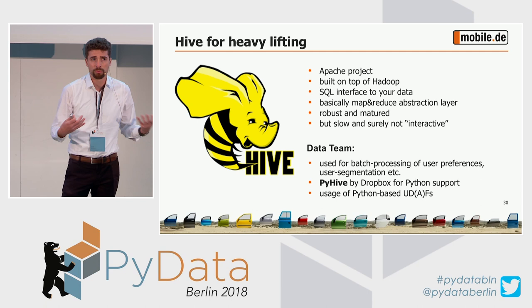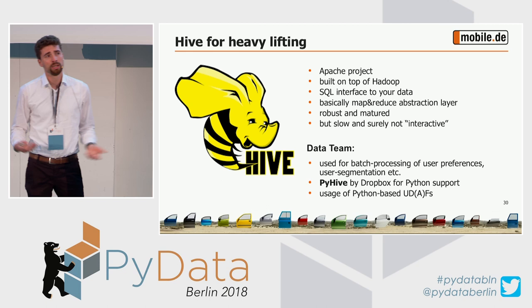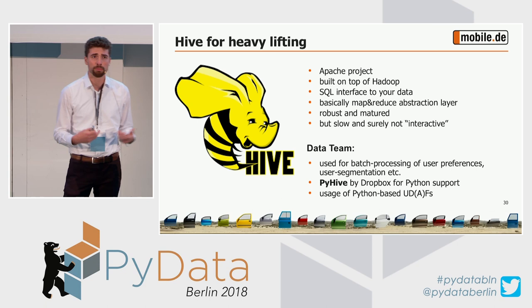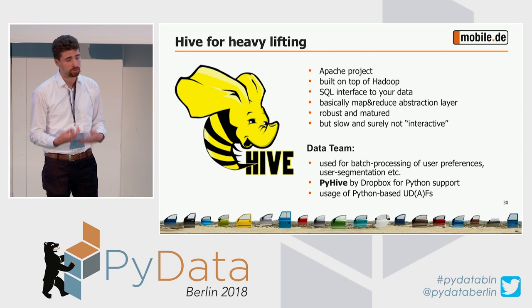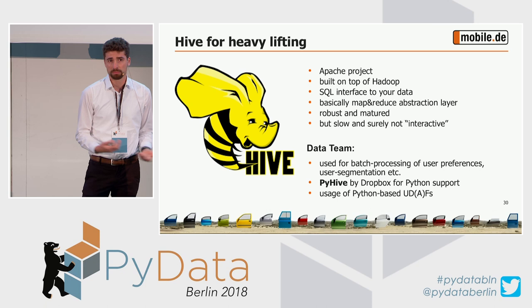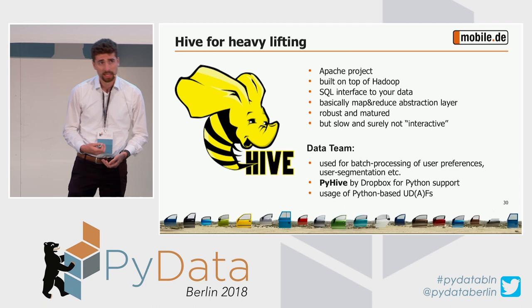And it has the disadvantage, though, that it's quite slow and truly not interactive. If you are a data scientist and want to come up with cool models, you of course want something that is fast, and you want to iterate and try out new things, so it's not really the cool thing. But at that time, it was the go-to thing. So the user preferences that we heard about in the first part of the talk, and the user segmentation were built with this, because of course we are pragmatic.